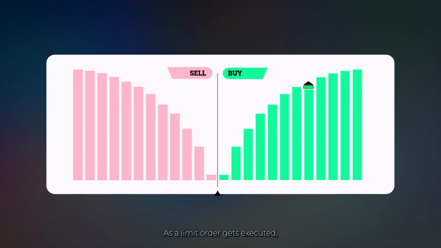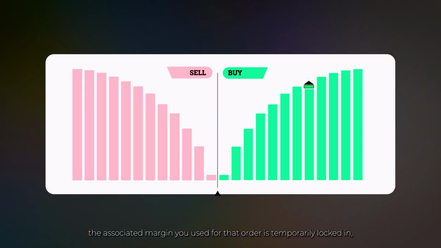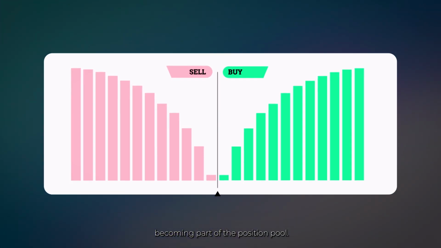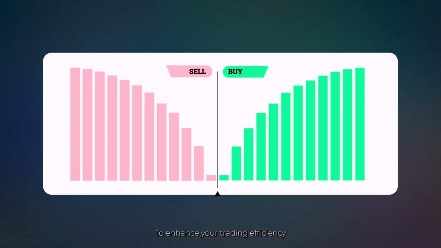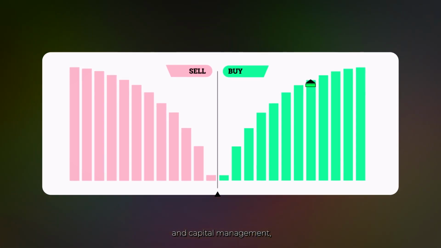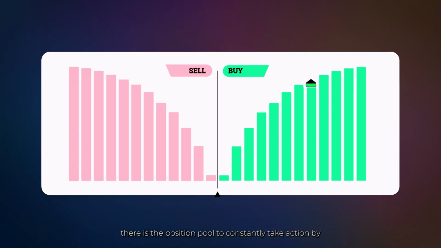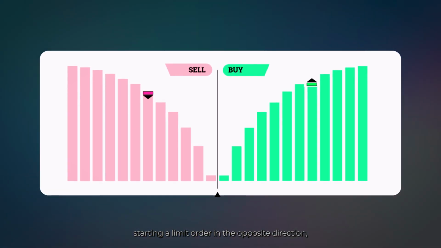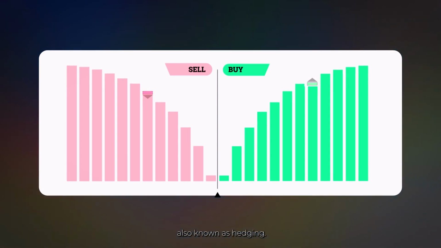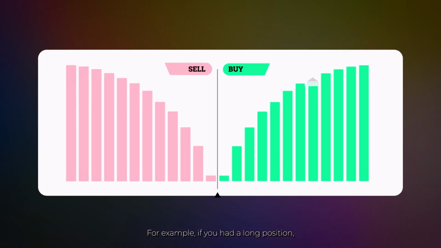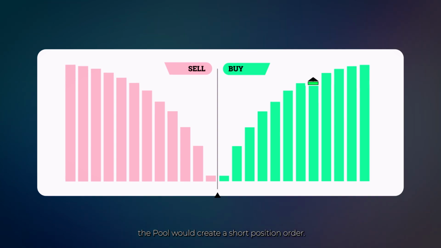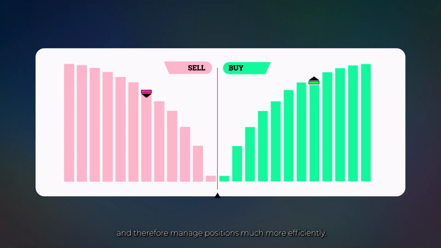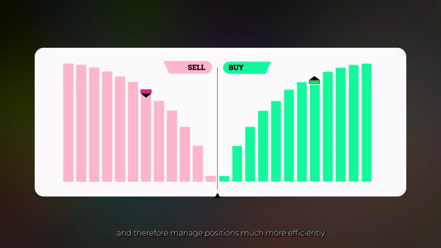As a limit order gets executed, the associated margin you used for that order is temporarily locked in, becoming part of the position pool. To enhance your trading efficiency and capital management, there is the position pool to constantly take action by starting a limit order in the opposite direction, also known as hedging. For example, if you had a long position, the pool would create a short position order. This is designed to reduce exposure risk and therefore manage positions much more efficiently.